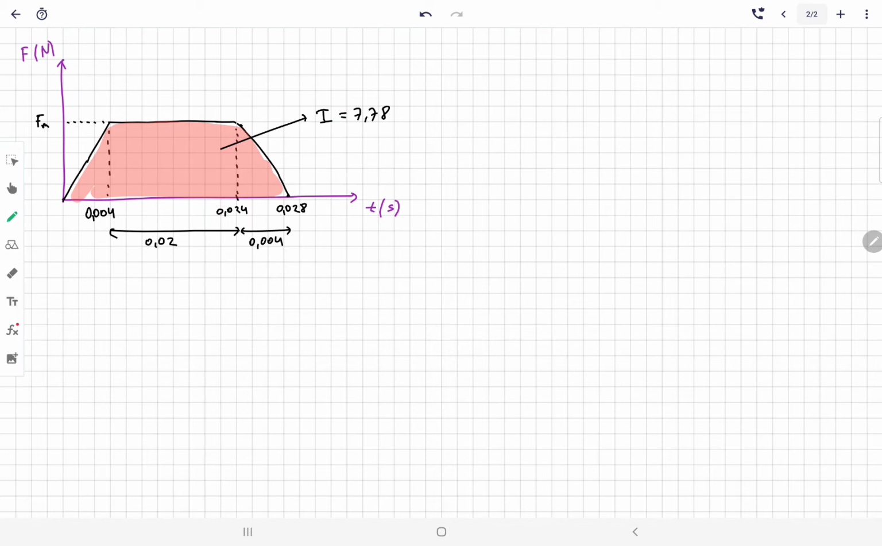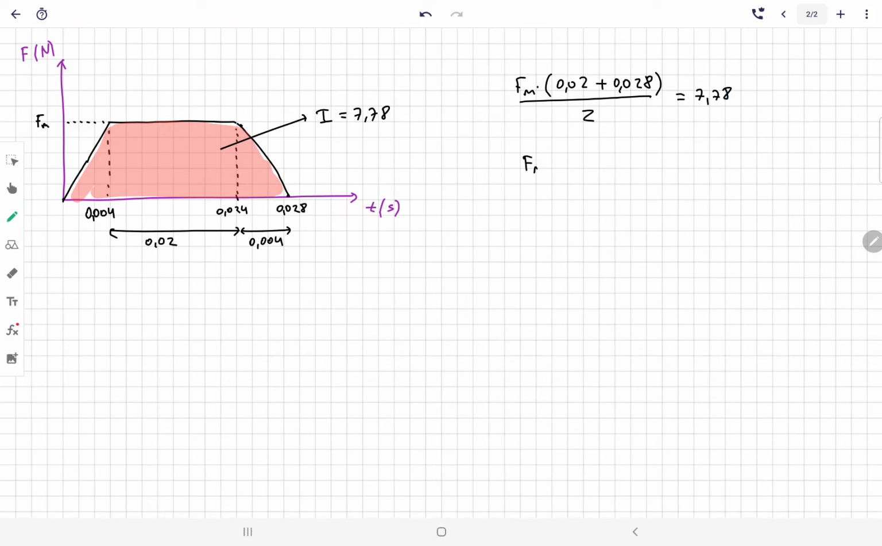So for the area of this figure, there are many methods. This is a trapezoid, and we know how to calculate the area of a trapezoid. The area of a trapezoid is equal to the height, which is the maximum force, times the sum of these two lengths divided by 2. This length equals 0.02, and this length equals 0.028. This is the area of the trapezoid, which should be equal to 7.78.